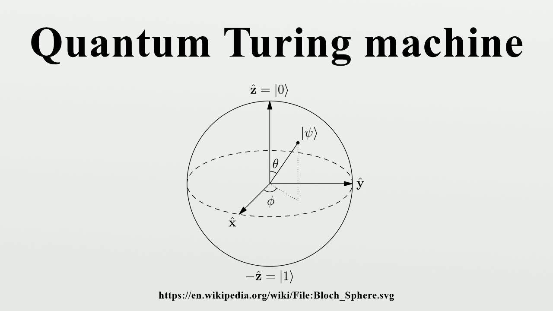A quantum Turing machine with post-selection was defined by Scott Aaronson, who showed that the class of polynomial time on such a machine is equal to the classical complexity class PP.